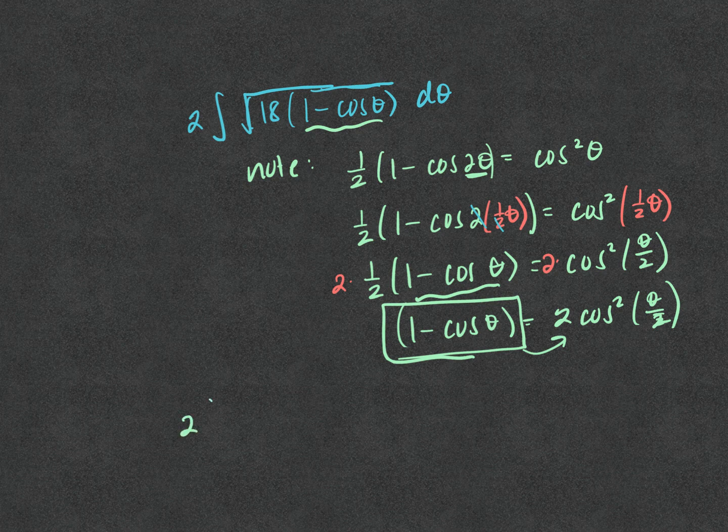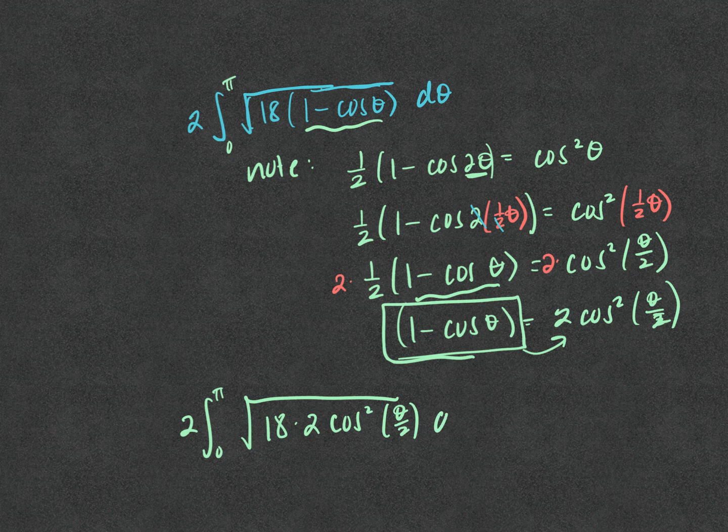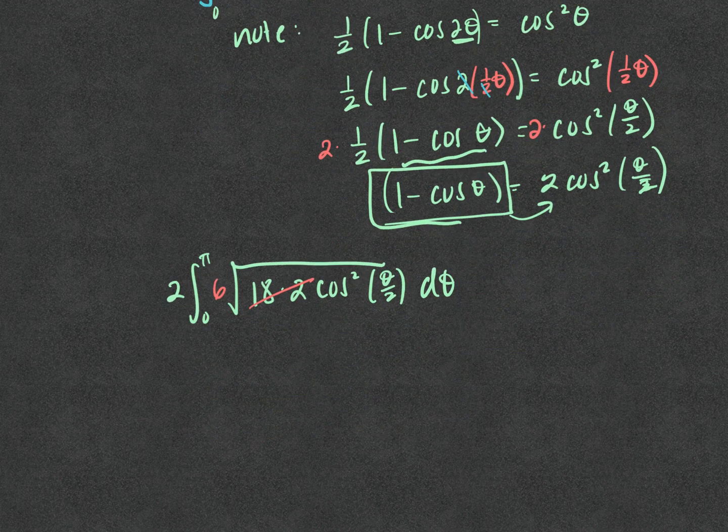So you could go back to your integral and say 2 times the integral from 0 to pi, and we have the square root of 18 times, now instead of that 1 minus cosine theta, we're going to say 2 times cosine squared of theta over 2, d theta. Now 18 times 2 is 36, and the square root of that is 6. So again, we're going to do this magic and say 12 times the integral from 0 to pi of the square root of cosine squared of theta over 2, d theta.